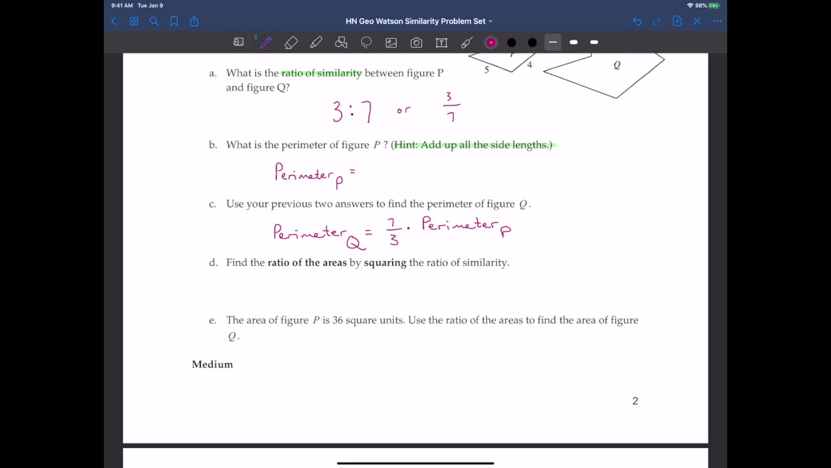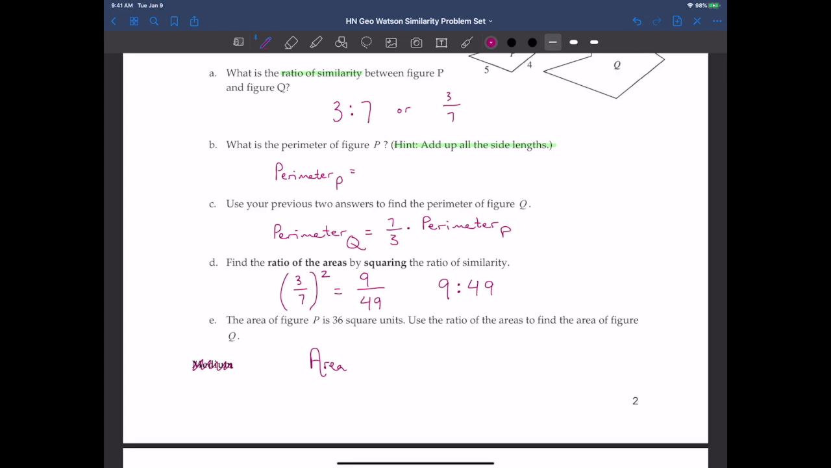Now it says find the ratio of the areas by squaring the ratio of similarity. So what you're going to calculate is 3/7 squared, and I'll go ahead and do that with you. That's 9/49. So that means that the ratio of the areas is 9 to 49.